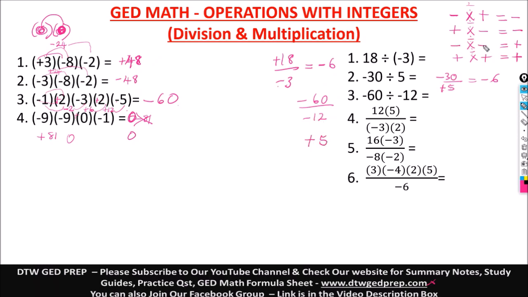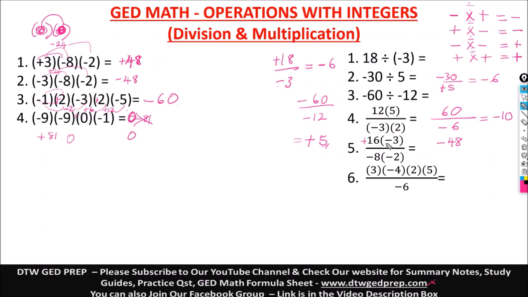Okay, because negative divided by negative gives us a positive, and 60 divided by 12 is going to give us a 5. So here we have 12 times 5, which is 60, and we have divided by negative 3 times 2. That's a negative 6. And this is 60 divided by negative 6. And this will give us a negative 10. Here we have 16 times a negative 3. And that would give us 16 times 3, that would give us negative 48.